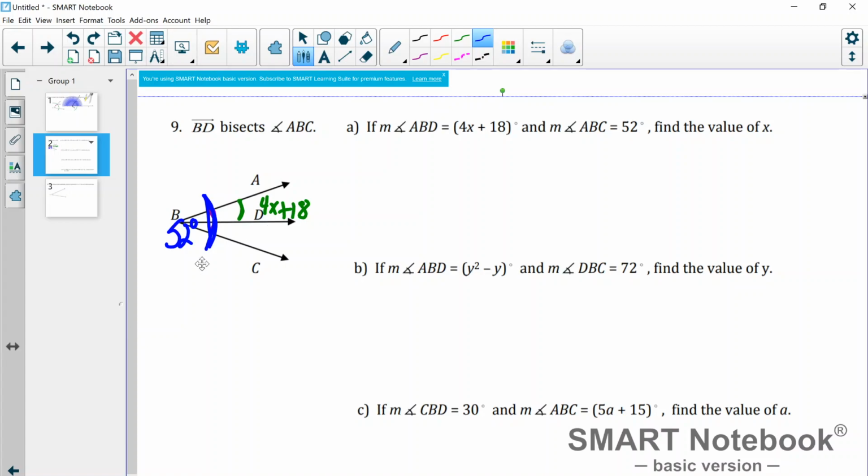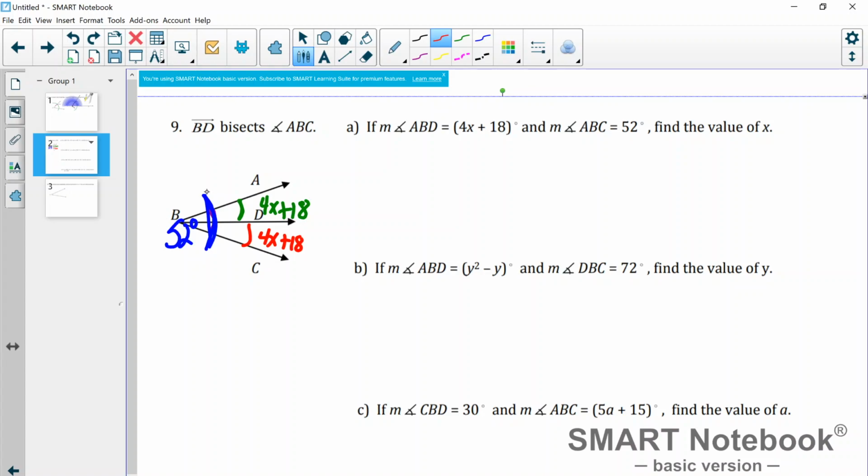So if ABD is worth 4x plus 18, and the whole thing is 52, the question becomes, how do I find the x? Well, a bisector cuts it in half. So if the top half is 4x plus 18, the bottom half is also going to be 4x plus 18. And in math, we know that the whole is equal to the sum of its parts.